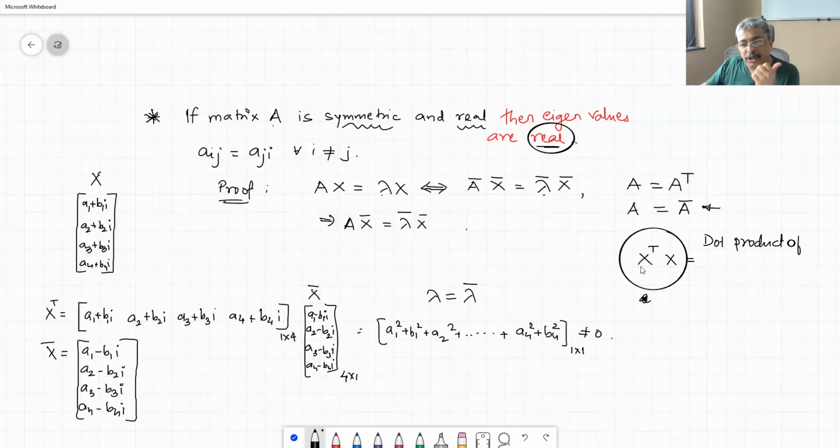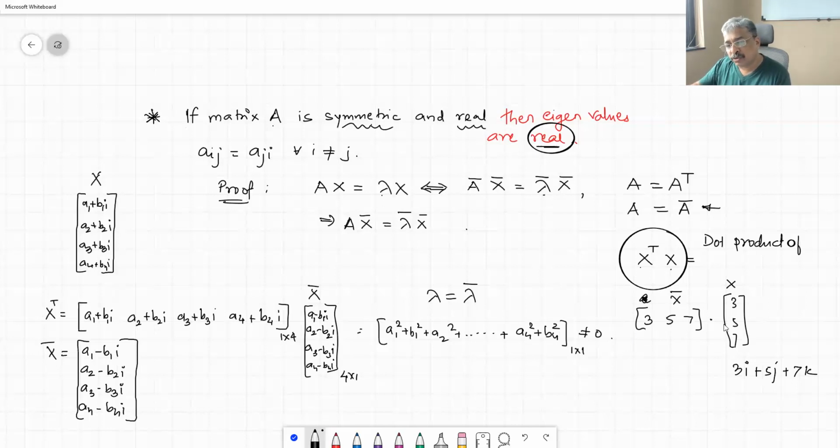Transpose pre-multiplied by transpose multiplied by vector is equivalent to dot product, because I hope you have understood. 3, 5, 7. When we write a vector like this, 3, 5, 7, we mean 3i plus 5j plus 7k. And if we write, suppose this is vector X, and X transpose, it will be 3, 5, 7 again. And when we multiply these two, rows into columns, so 3 into 3 is 9, plus 25 plus 49, is going to be your 1 by 1 matrix, which is a real number. And it is as good as you take a dot product of this with this. Okay. So with this background, let me complete this proof.